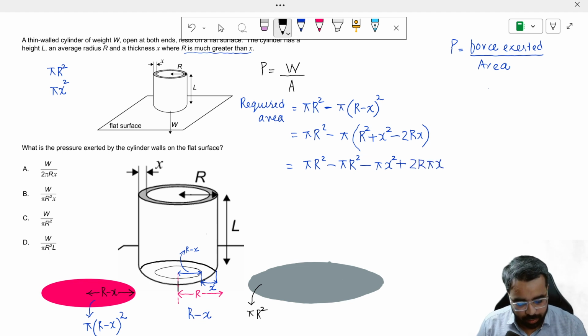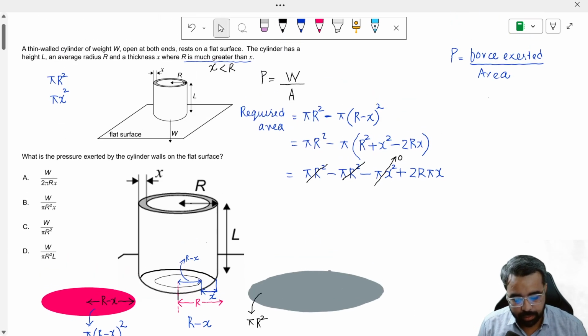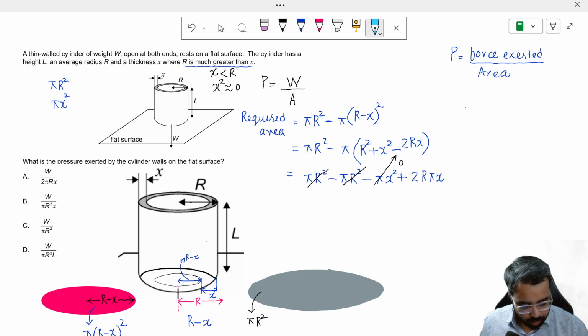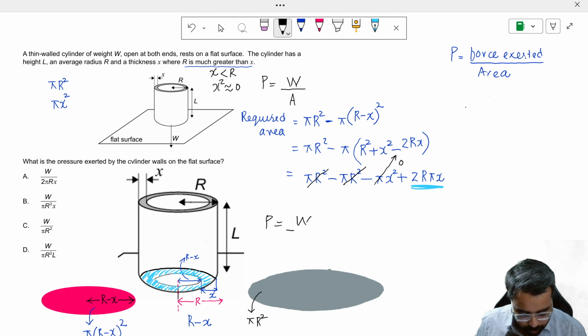So students, we can cancel the pi r square terms. And remember we said in the start that x is much smaller than r. It means we can assume it's 0 because it's not taking part, because x square will make it further small. We can say that x square will be approximately 0. So this is basically 2r pi x. This area which we have calculated is 2r pi x. So our final answer is W over 2r pi x. So that must be A.